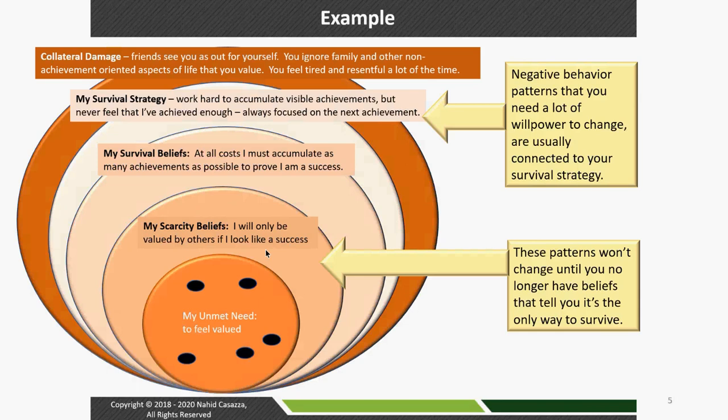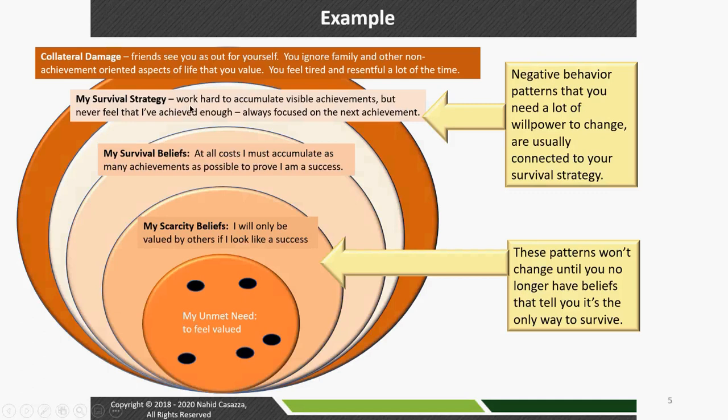The behavior patterns that you're trapped in, the reason that you're trapped in them is because you believe you won't survive unless you keep doing this thing. But the problem is you've forgotten the core of it and you just believe this to be true. So in this example, they have to look like a success to survive, to be valued. Their survival belief is, at all costs, I must accumulate as many achievements as possible to prove that I'm a success, so that I look like a success.